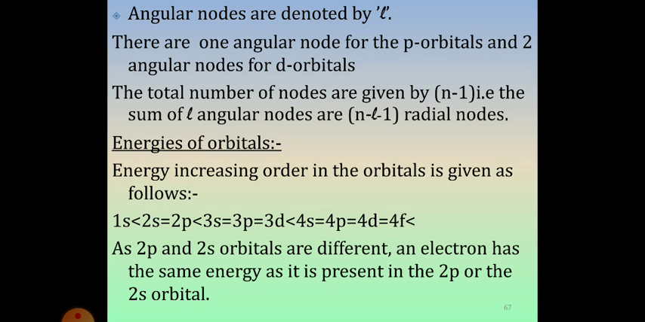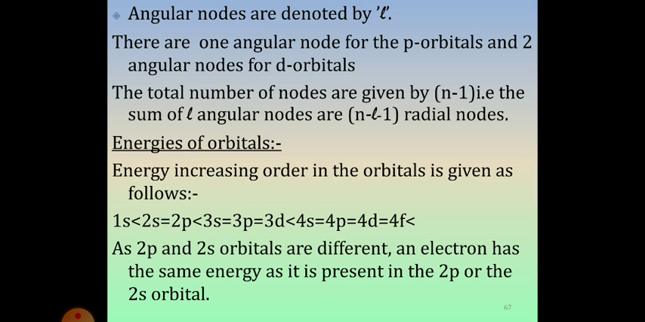Now students, if you look at the energies of these orbitals, the energy increases in the order represented as follows. The 1s orbital is at the lowest energy level, and 2s has greater energy than 1s. And the energy of these orbitals with respect to 2p and 3s goes on increasing, as represented by these notations.